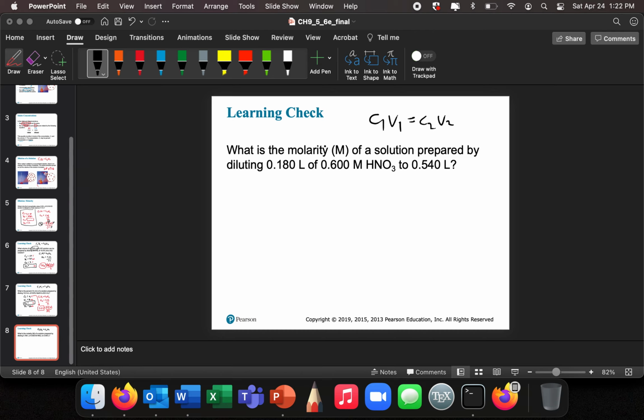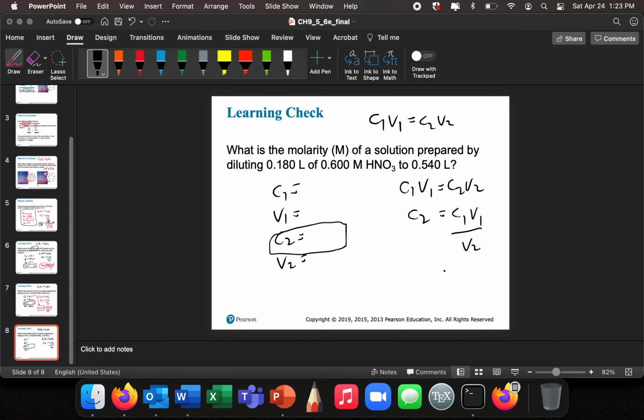Okay, let me suppose you paused it. C1V1 is equal to C2V2. What is the molarity? C1 is equal to this, V1 is equal to that, C2 is equal to this, V2 is equal to that. What is the molarity of a solution prepared by? So I'm asking for a concentration prepared by C1V1 is equal to C2V2. C2, which is what I'm being asked for, C1V1 over V2. Let's put these numbers in here now.